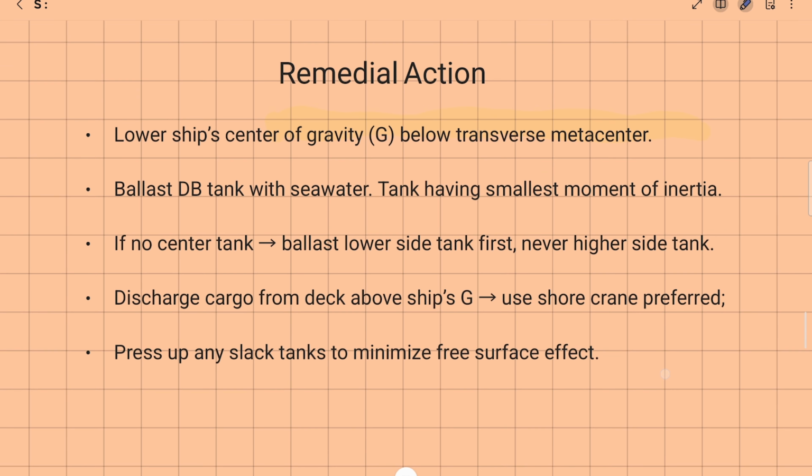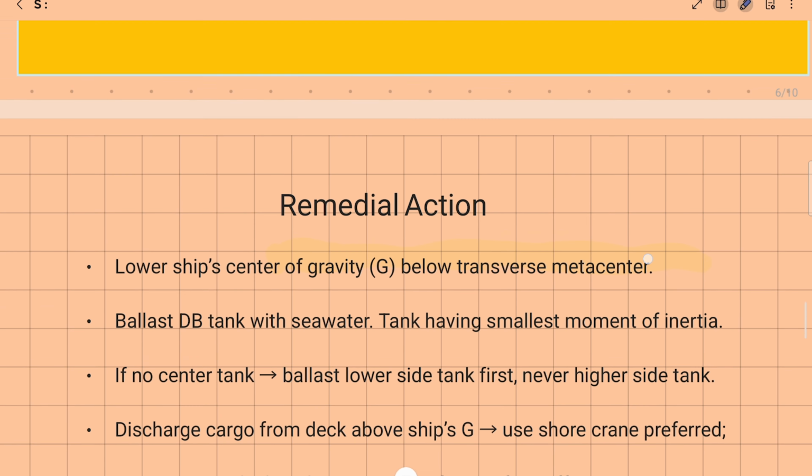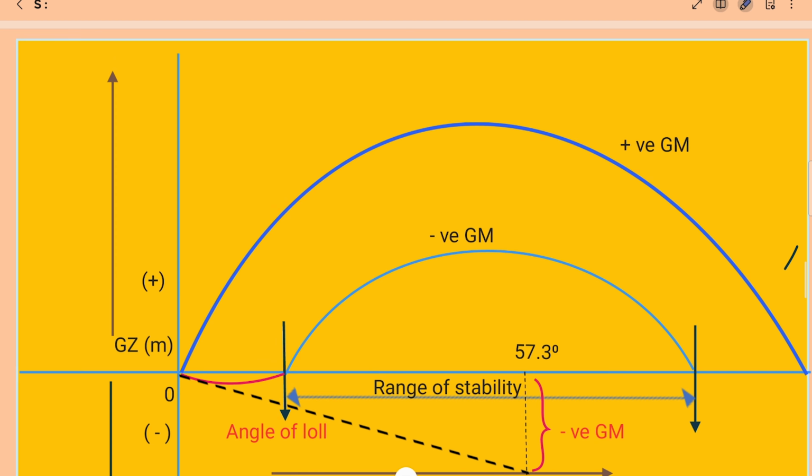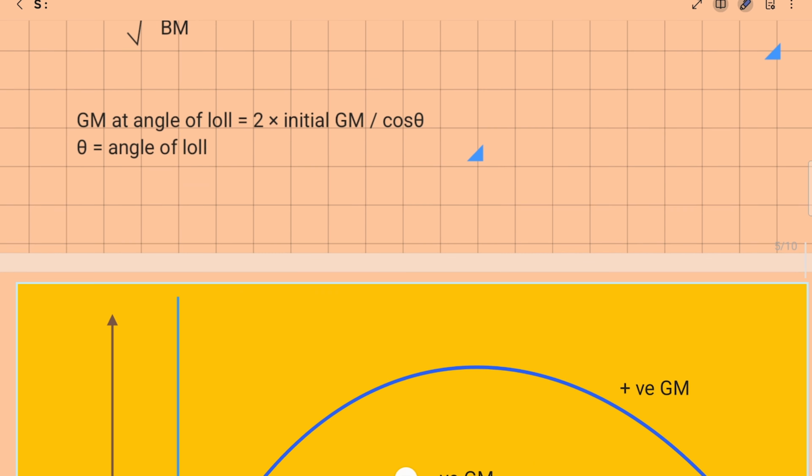So that's all for this angle of Loll, and I hope it helps people understand how important it is to follow the regulations about the intact stability and damage stability criteria.